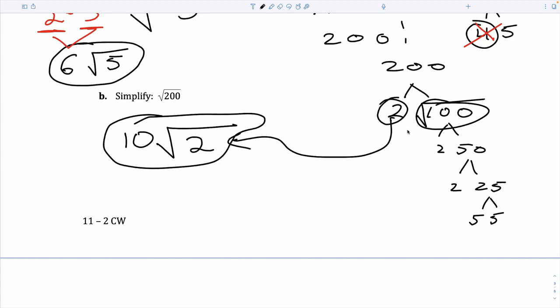A 15. So if you had 6. Almost 5 times 3.